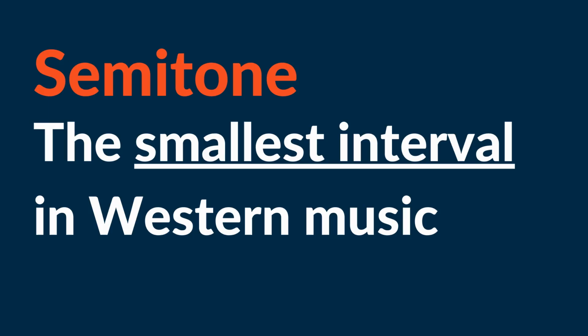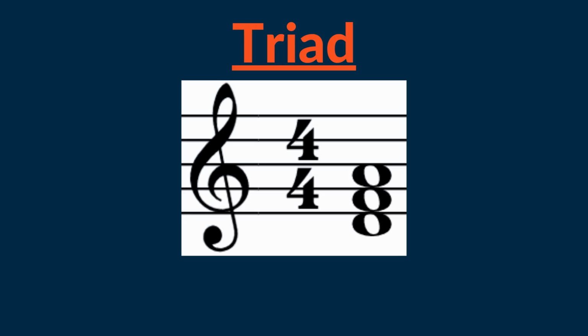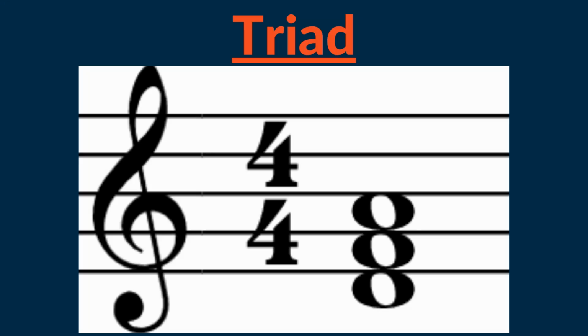One is a semitone. A semitone is the smallest interval that we have in Western music, aka from one note to the very next note. The second term we need to define is a triad. A triad is basically a series of three notes stacked in thirds. So a first, a third, a fifth. Because we're going up a third each time. Going up a third goes from 1 to 3, and then 3 skipping over 4 to 5.